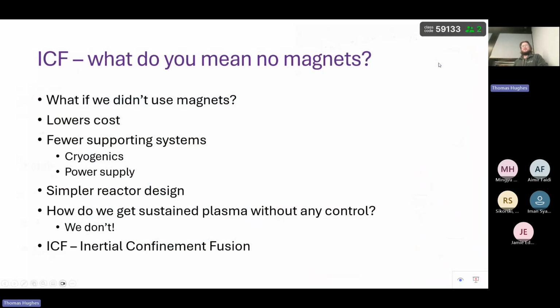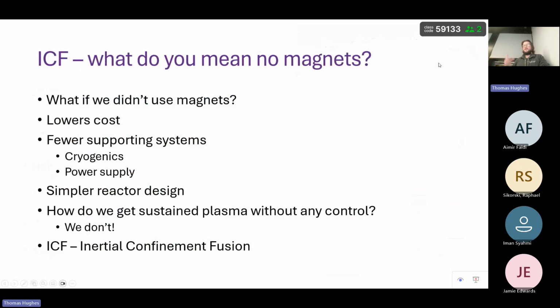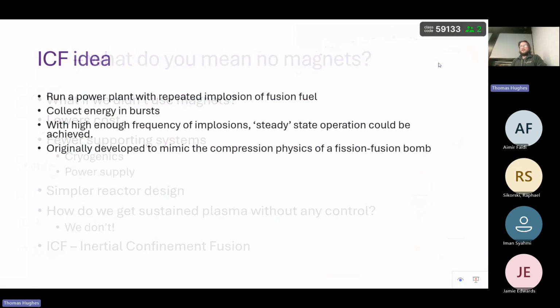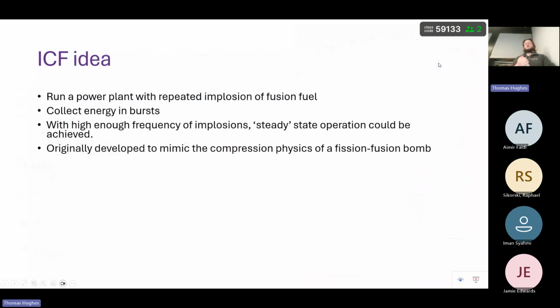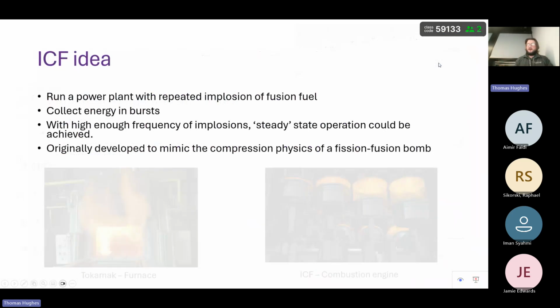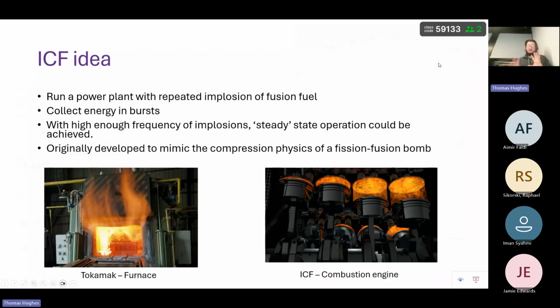But how do we actually get sustained plasma without any control? The point is we don't. So this is what inertial confinement fusion essentially does. The idea is you run a power plant with a repeated implosion of your fusion fuel, and you collect your energy in bursts. With enough frequency of implosions, you sort of get a steady state of operation. The general way of looking at it is a tokamak is more like a furnace, it's on constantly, whereas ICF is more like an internal combustion engine where you've got lots and lots of implosions leading to a sort of steady state operation, even though it technically isn't.